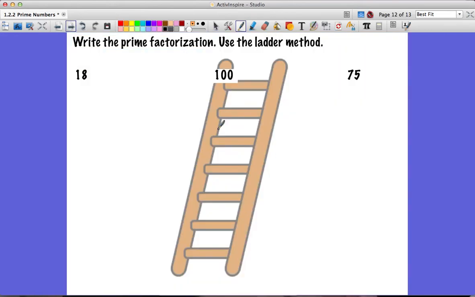Okay, and now I'd like you to try finding the prime factorization of these three numbers using the ladder method. When we come back, we'll go over your answer.